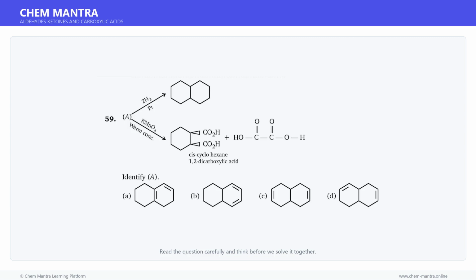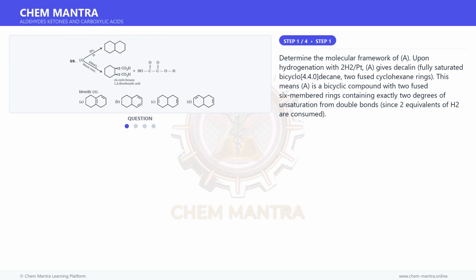Here is a question. Read it carefully and think about the answer. Let us solve it step by step. Let us begin solving this step by step. Determine the molecular framework of A.